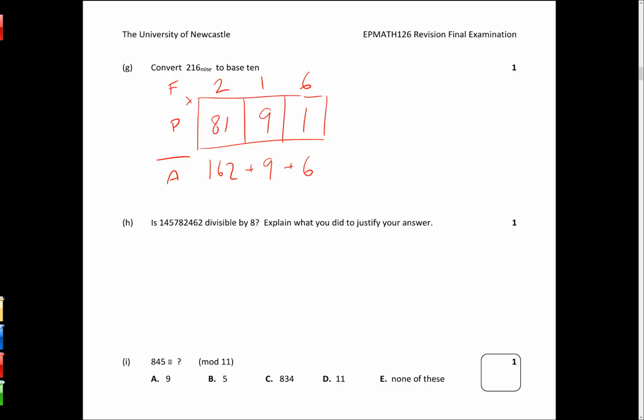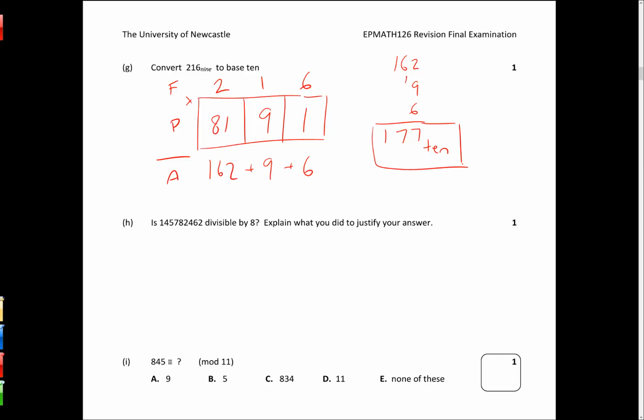So if I add up all my actual values, I'll just go to the side and say, well, what's 162 and a 9 and a 6? I'll say the 2 and the 9 become 11, plus the 6 becomes 17. 7 down, 1 up. 177. That's it, 177 base 10. So, yeah, there's my answer. 177 in base 10 is the same as 216 in base 9.